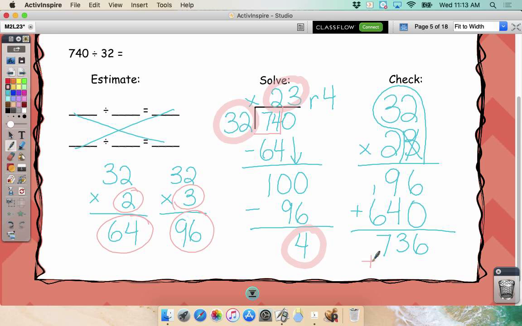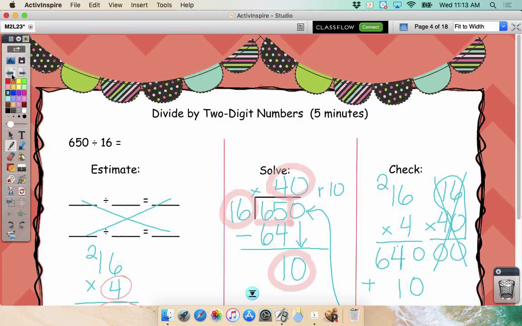Plus 4. Some of you are sitting back there just copying down my numbers. How is that helping you at all? How is that helping you do 5th grade math? Okay, so did I get 740? Yep. So my answer here is 23, remainder 4, and I totally forgot to write that on the last page, didn't I? Oh, yeah. Yep. My answer was 40, remainder 10.